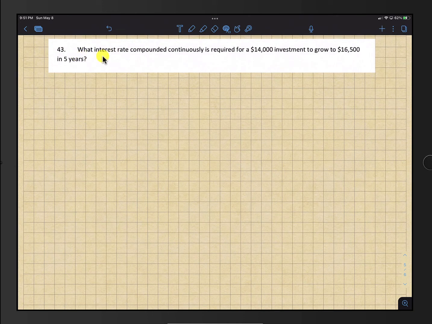And here's number 43. What interest rate compounded continuously is required for a $14,000 investment to grow to $16,500 in 5 years? The equation is going to be A equals P times e raised to the rt, because this is the continuous compounding formula. Our initial investment is $14,000, so that is P. Our time is 5 years, so we replace t with 5, and that becomes 5r as the exponent, and we set it equal to 16,500.